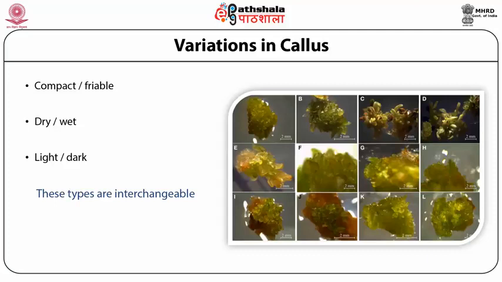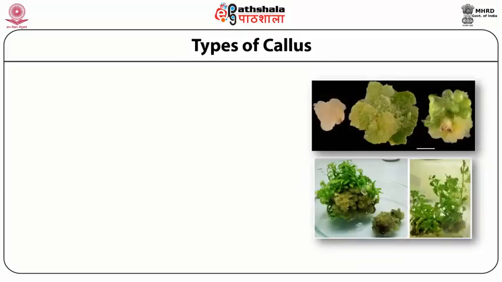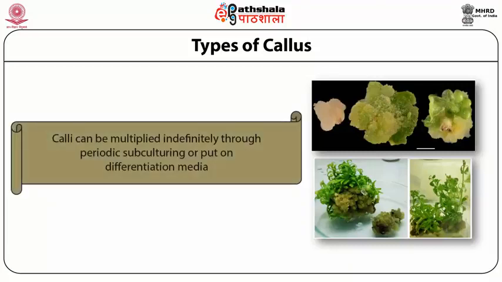The calli can be multiplied indefinitely as unorganized tissue through periodic subculture of 3 to 4 week duration on fresh media of similar composition. By manipulating culture media, organized structures such as shoot buds, embryos, roots may be differentiated. Now, there are two kinds of callus. One is the fast growing one, and that is what we multiply through periodic subculture. And that media is different from when we take it to another media.